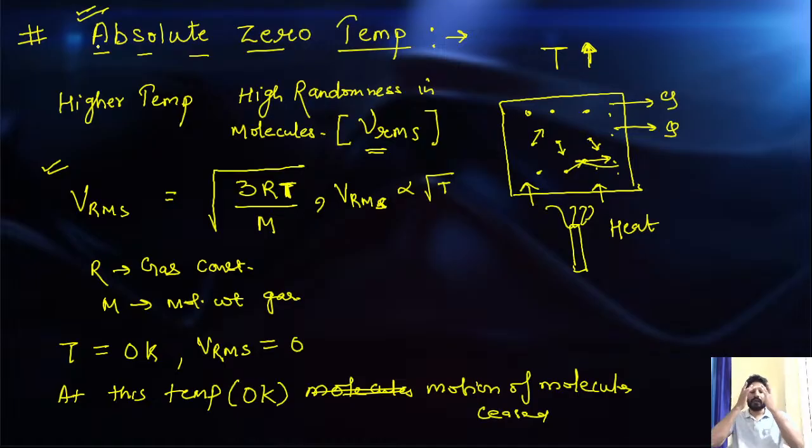So absolute zero temperature means the temperature at which molecules are not moving, or you can say the motion of the molecules is basically ceased. Is it clear to you? So molecules are almost dead, right? Molecules are almost in the state of dead. Am I clear with this?